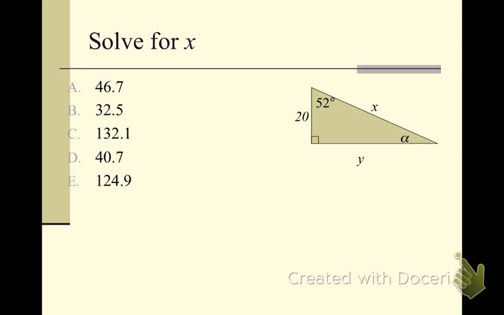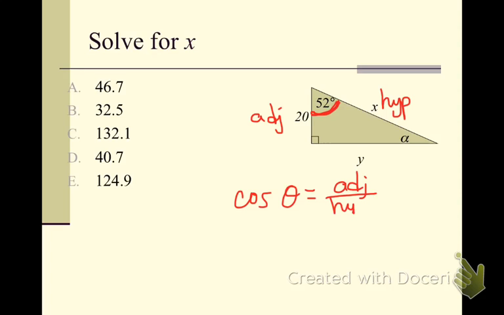Okay, x is the hypotenuse. What trig function are we going to use in order to solve for the hypotenuse when we know the adjacent side to an angle that's 52 degrees? The cosine of an angle is the adjacent over hypotenuse.